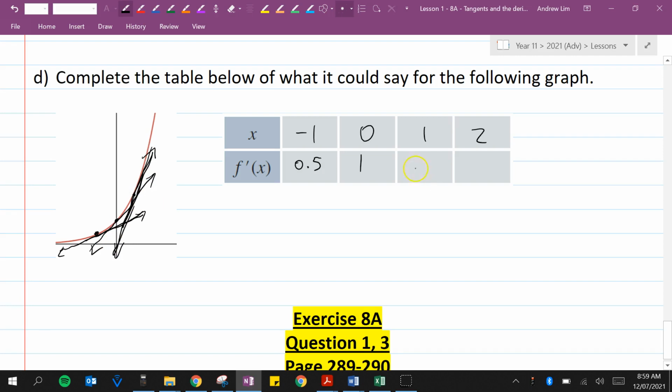It might have a positive gradient because it's sloping up, steeper than 1, so I'm just going to make up an answer. I'm going to say 1.5. Could be 2, could be 3, it doesn't really matter. When x is 2, it's going to be even steeper than that, still positive, still sloping up. So I'll just say maybe that's got a gradient of 3. So for you, yours will be correct as long as the next gradient is bigger than the one before it, and they're all positive. Because nowhere along this graph is it sloping down.